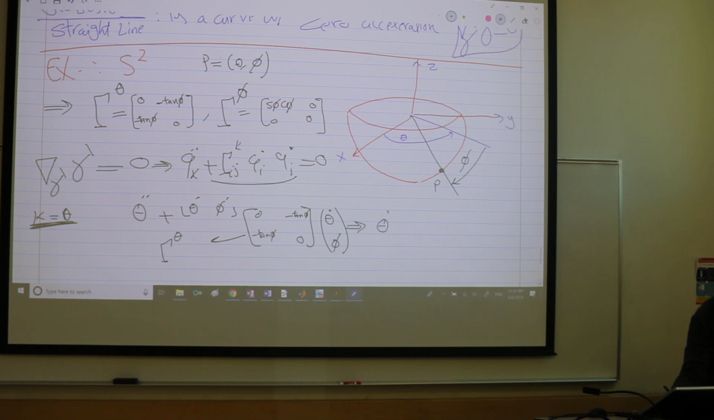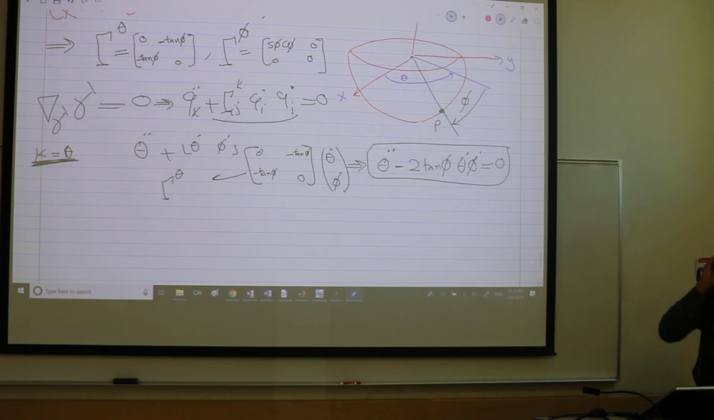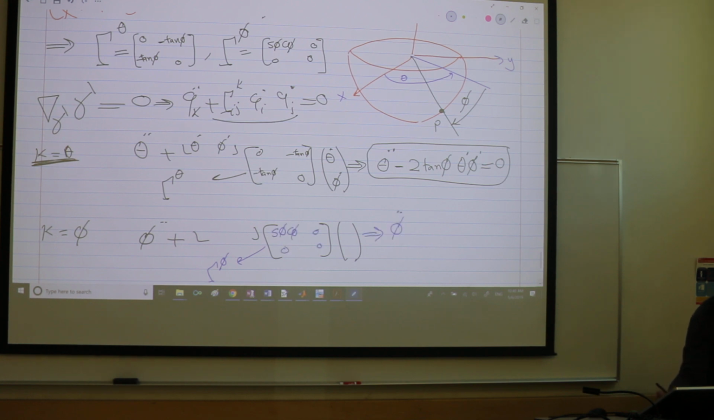So this is theta double dot minus 2 cot phi, theta dot phi dot is 0. This is the first equation of your geodesic, your straight line. And then we can do it for the second, which is phi double dot plus, again the same row, the same column, but here is a different matrix. This is gamma phi, which is sine, cosine, and 0 otherwise. So this gives you phi double dot plus sine, cosine, theta dot squared is 0.